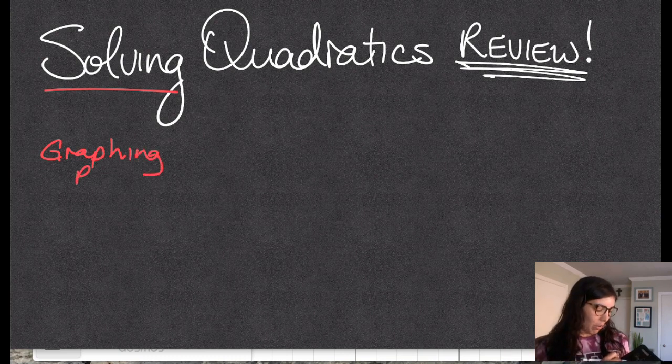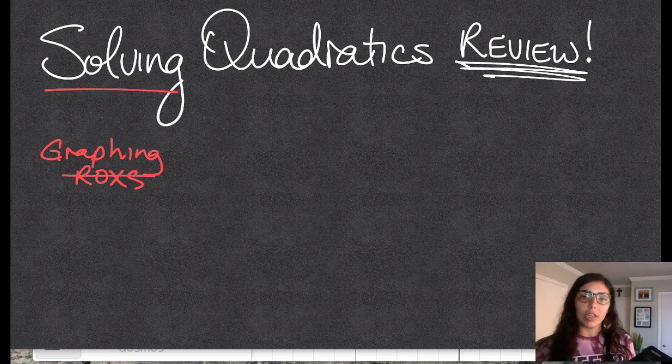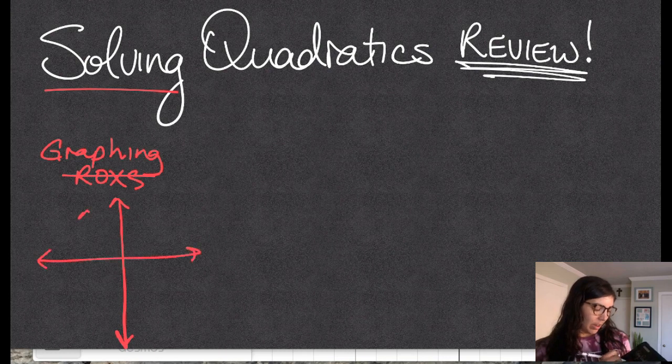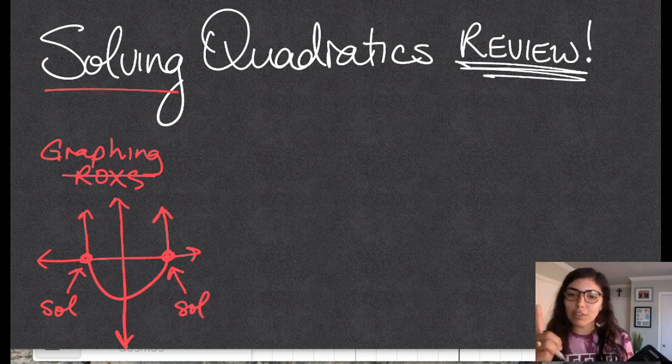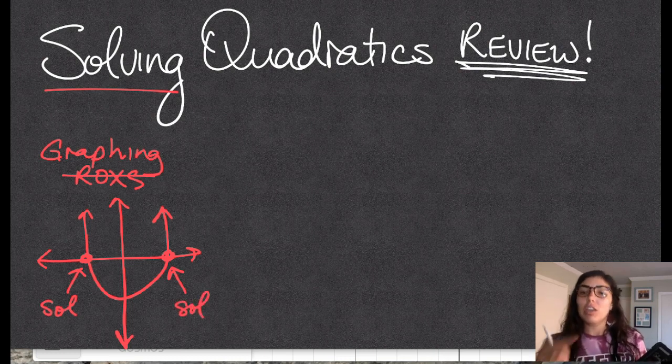Solutions is one of my rocks words. So when I'm looking for my rocks words, all I have to do is look at a graph and find where that quadratic crosses the x-axis, and those numbers right here where it crosses the x-axis would be my solutions. That's the first method for solving a quadratic. Graph it, find the solutions, which means find the x-intercepts.